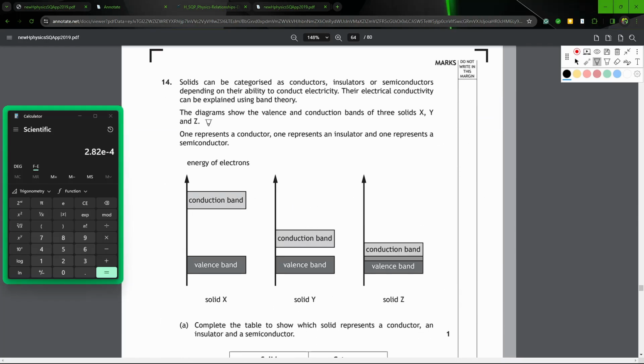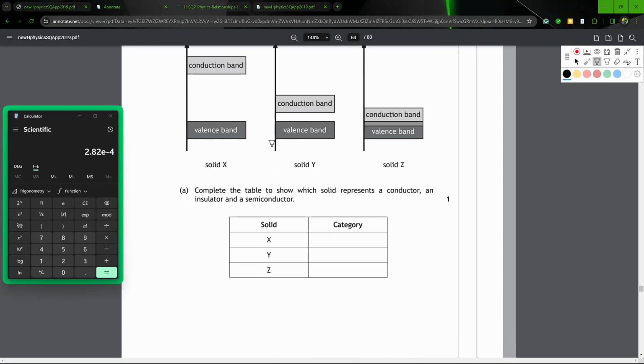So, 14. Solids can be categorized into conductors, insulators, or semiconductors depending on their ability to conduct electricity. The diagrams of the electrical conductivity can be explained using band theory. The diagrams show the valence and conduction bands of three solids, X, Y, and Z. One represents a conductor, one represents an insulator, and one represents a semiconductor. Complete the table to show which solid represents a conductor, an insulator, and a semiconductor.